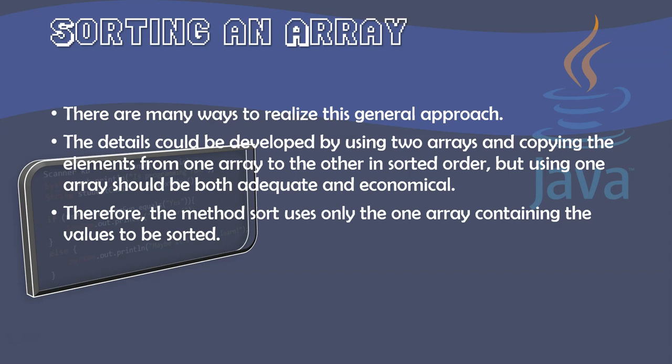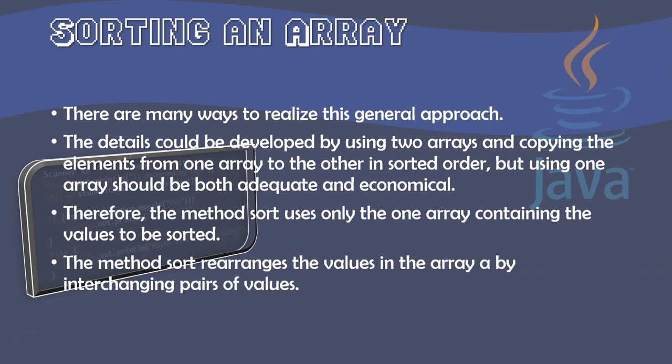Therefore, if you look at the method sort, it's only going to use 1 array containing the values to be sorted. We don't have a second array that we're trying to hold values in and then pull them back out of. Now, the method sort also rearranges the values in the array by interchanging pairs of values.